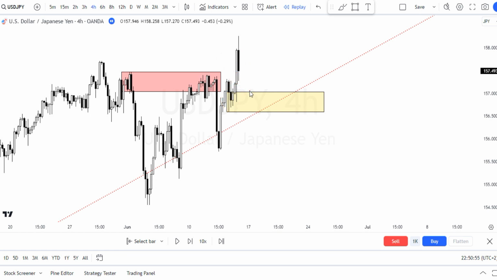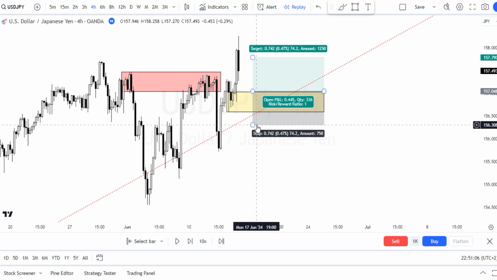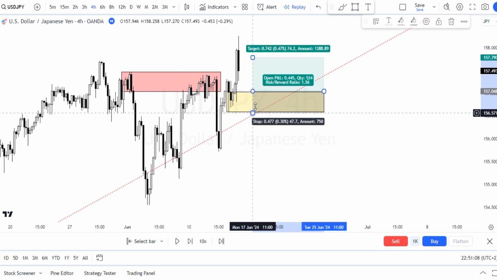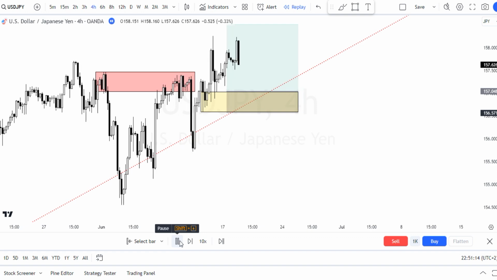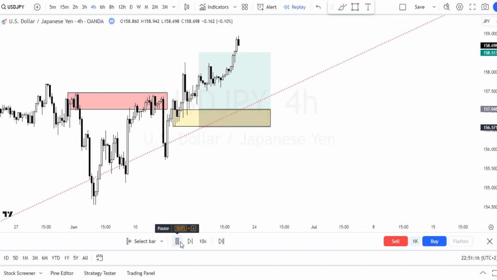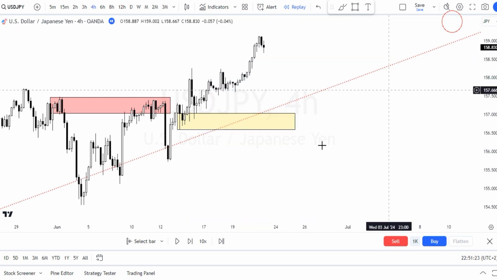So I placed the order here, and I'm just going to show you, just right there. I'm going to aim for 3R, as you can see here. I can see that I'm in the trade and I made 3R here. Now let me take you to the second trade.